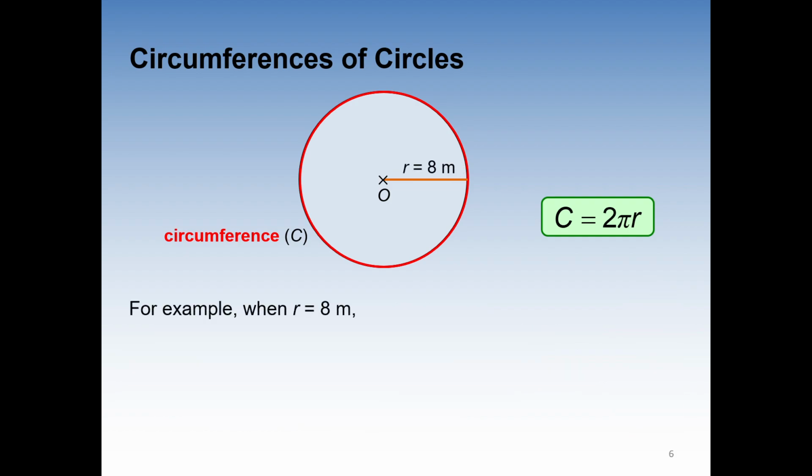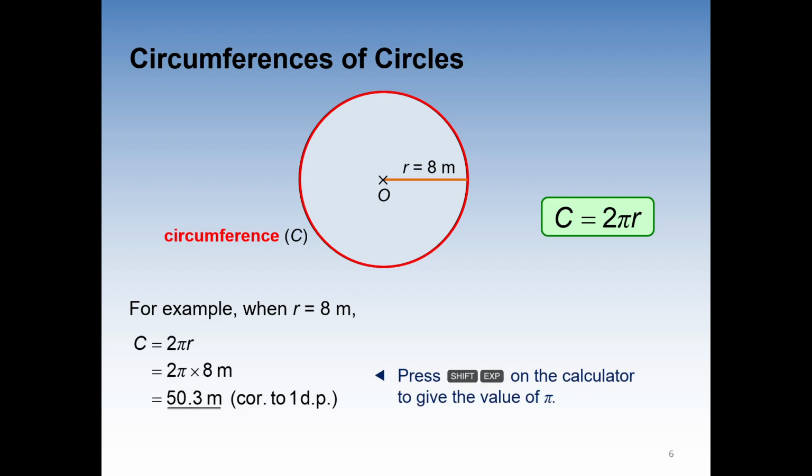So, for example, if we know the radius is 8, then we substitute our 8 into the position of r. So that means 2 times pi times 8. And then you can find the value of pi in your calculator using the buttons shift and EXP. And then you can find the answer, 50.3 meters.